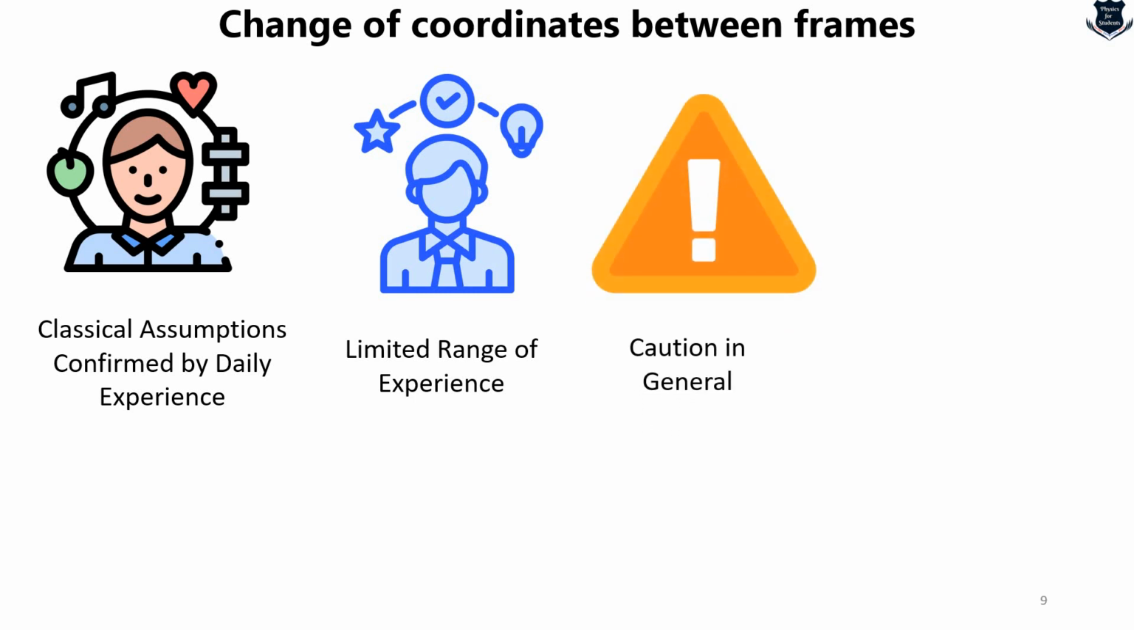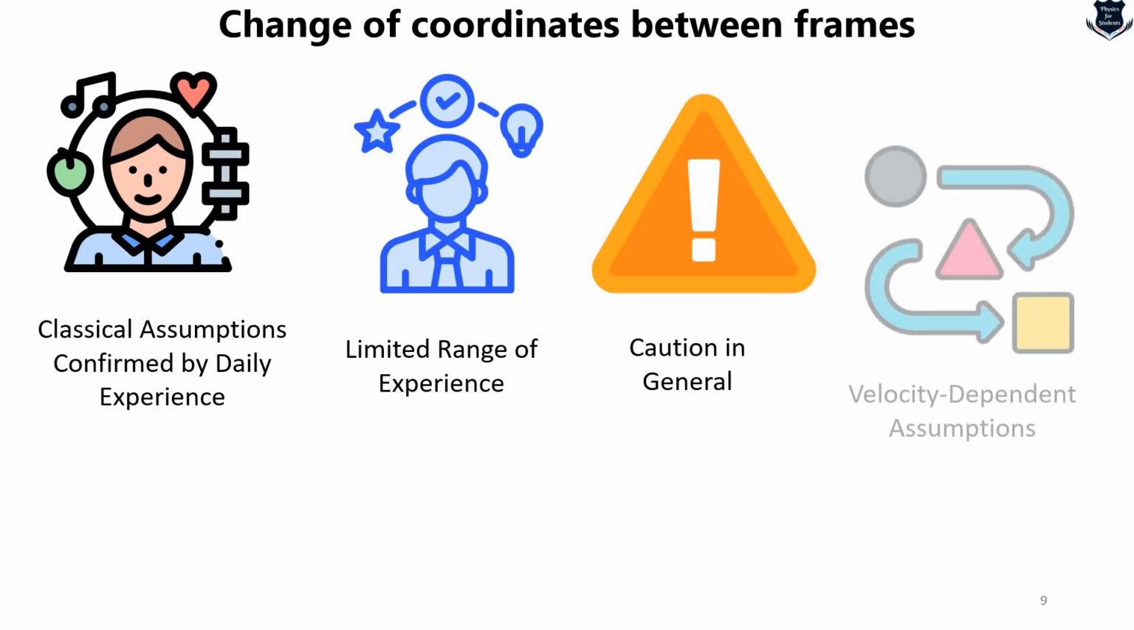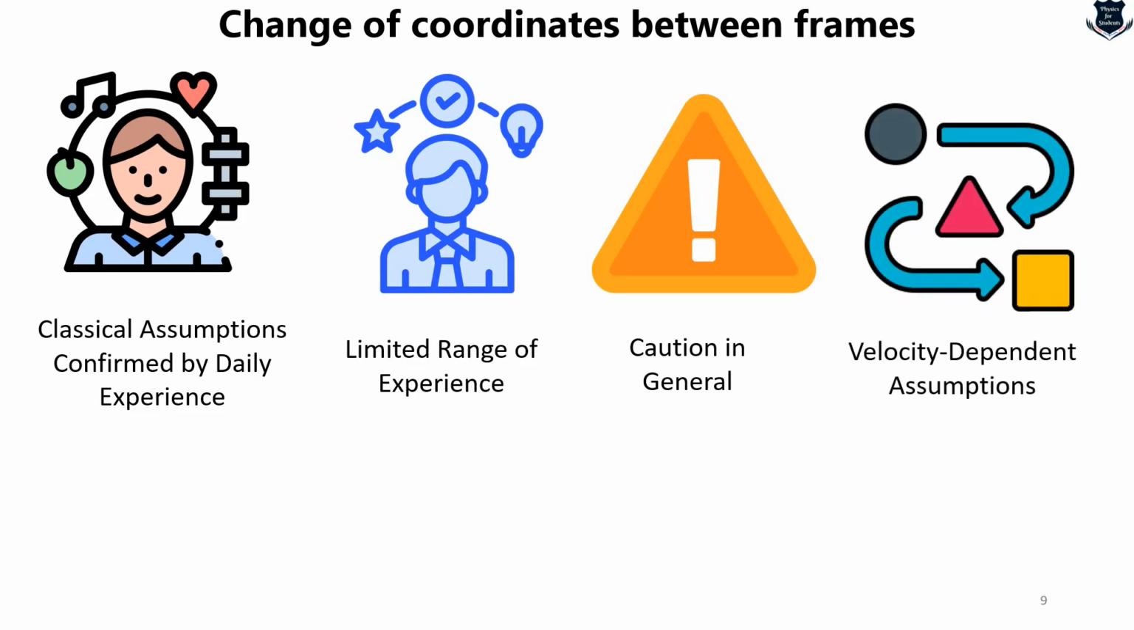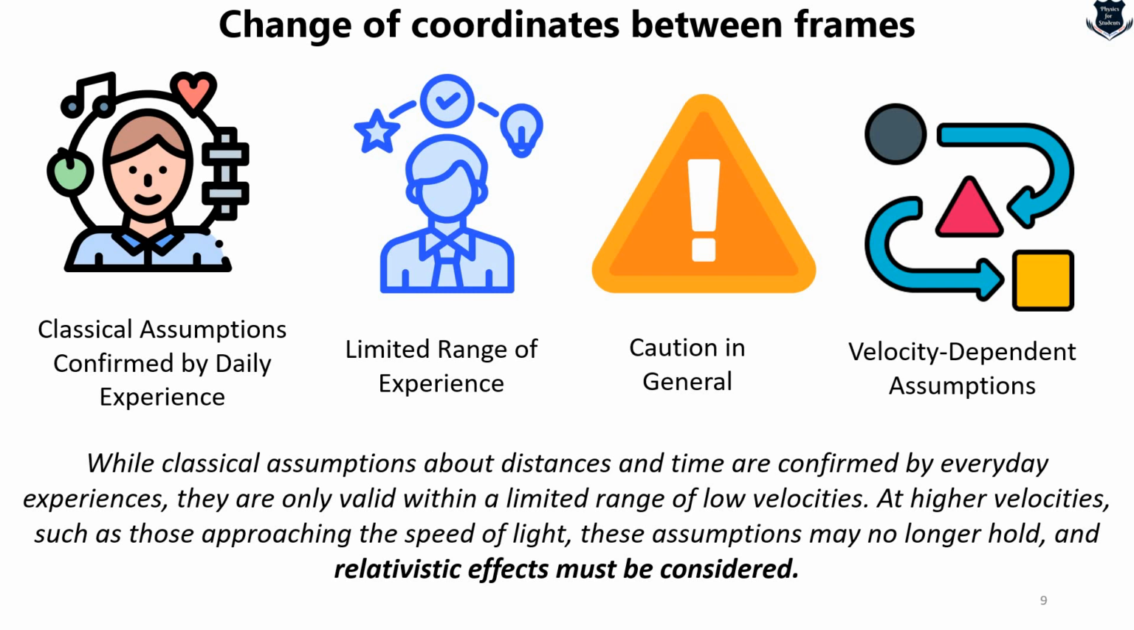And there is a caution in generalization, because while these assumptions work for everyday situations, they may not apply universally, especially at high velocities. It is more accurate to say that classical assumptions about space and time are appropriate for low velocity scenarios but may not hold for high speed cases where relativistic effects become significant. All this leads to the idea that the classical assumptions about distances and time, confirmed by everyday experiences, may fail at higher velocities, such as those approaching the speed of light.